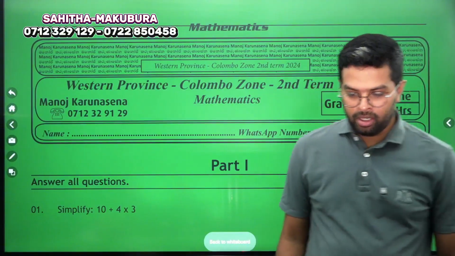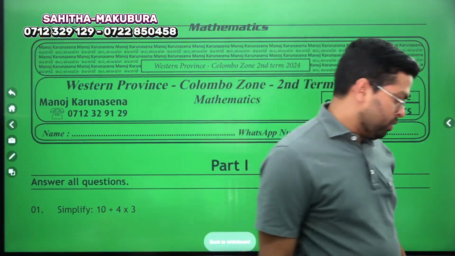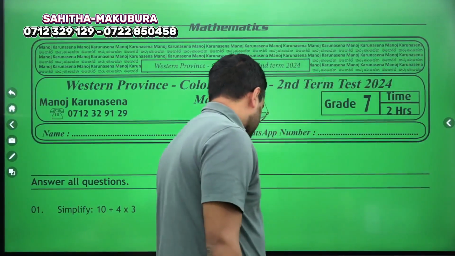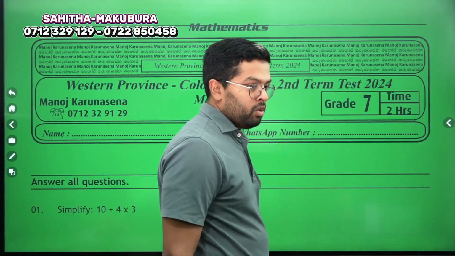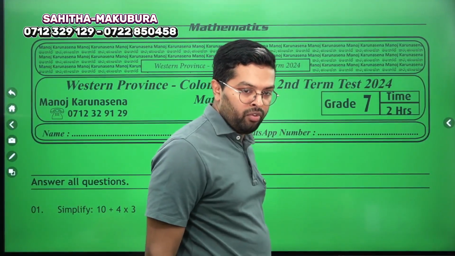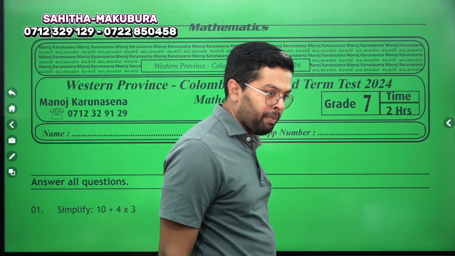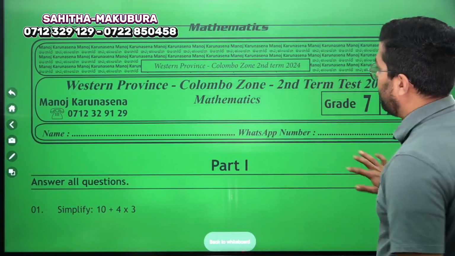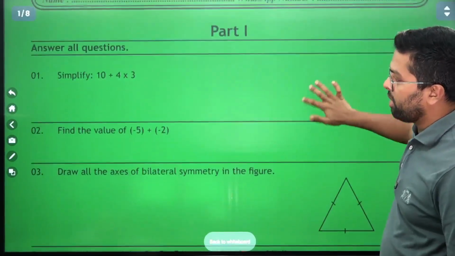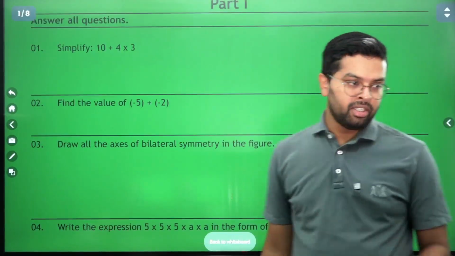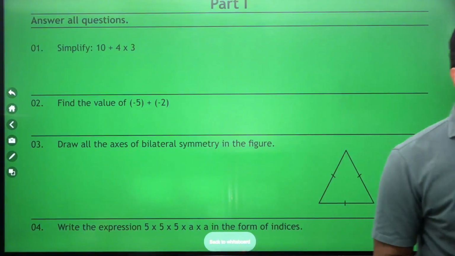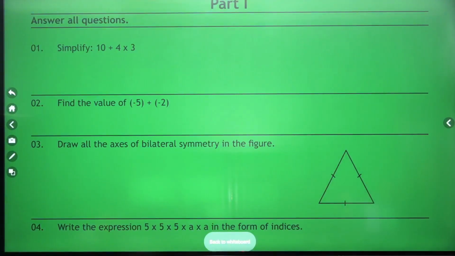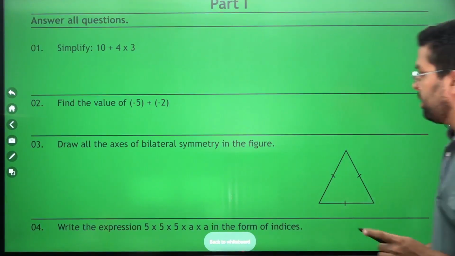Right. Today we are going to discuss a past paper again. This is the 2024 Western Province term test paper. We'll go through each and every question and let's refresh our knowledge about what we have learned so far. All right. Is everyone ready? Can we start? We can write.